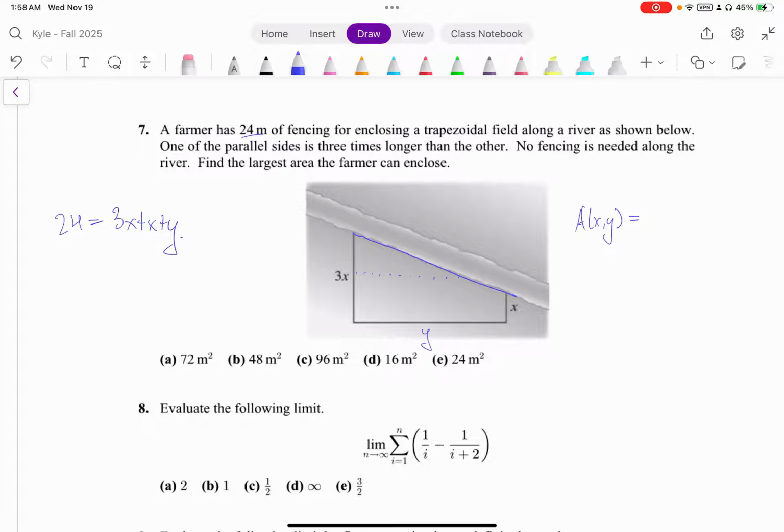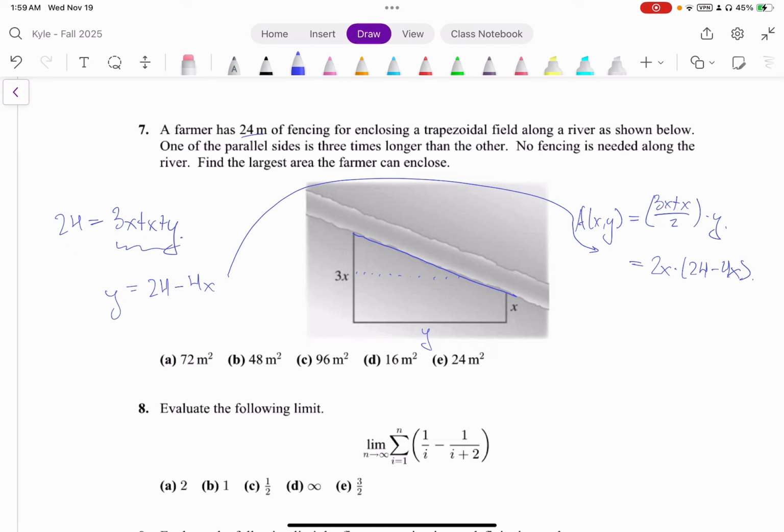So think from the trapezoidal rule. So 3x plus x over 2 times y. In particular, we can isolate for y. So y is 24 minus 4x. And we can move this all the way over here. This gives us 4x over 2, so 2x times 24 minus 4x.